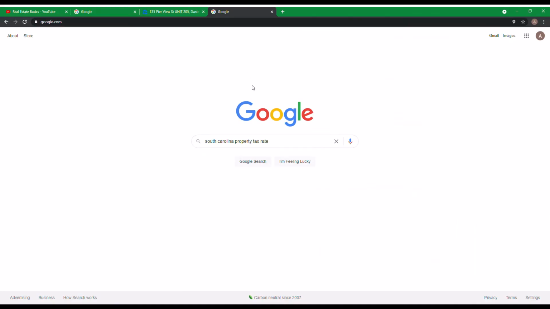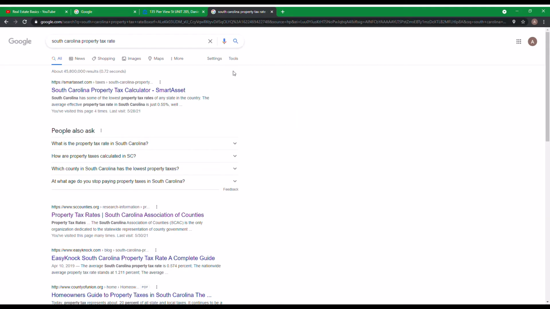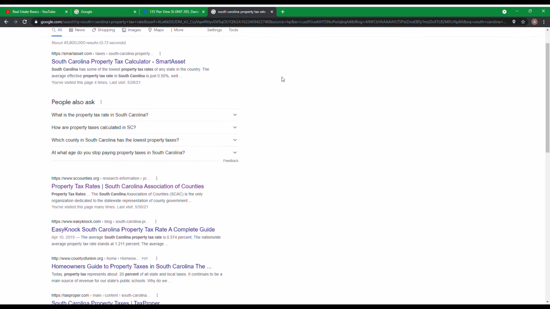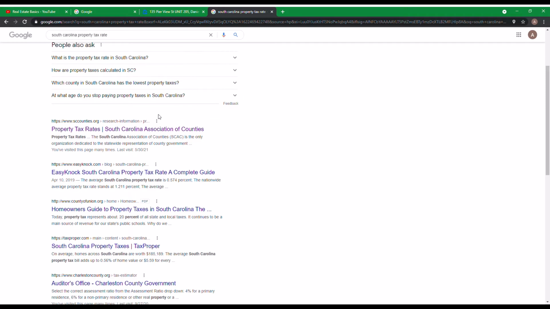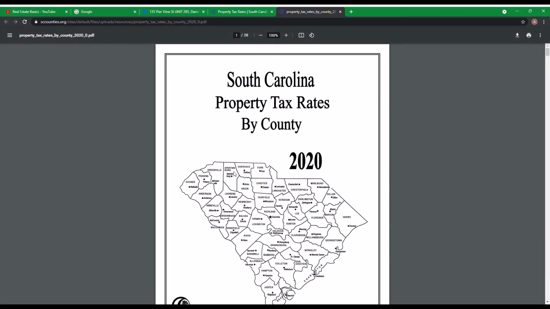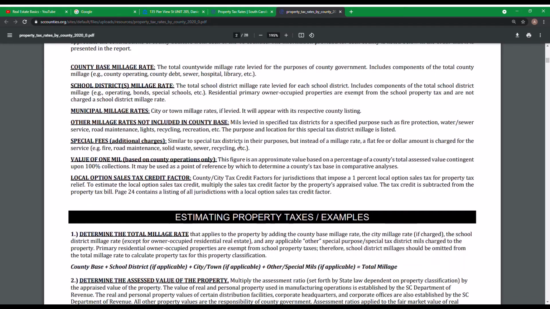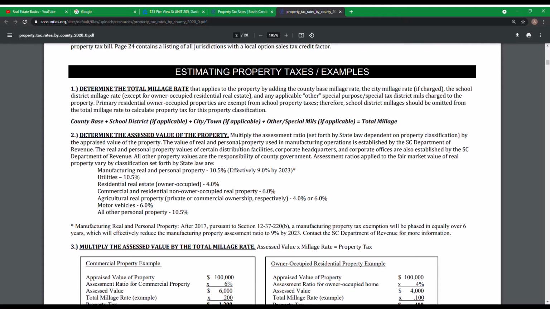So let's go look up the property tax rate by searching in Google, either by the state or by the county. And you can see here we have the South Carolina Association of Counties, and they split up by year the property tax rates. So let's open that up and scroll down. They have a list of definitions up top, and they get right into how to estimate your property taxes. This is exactly what you want.